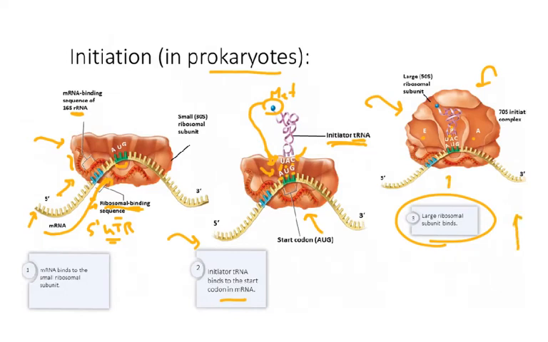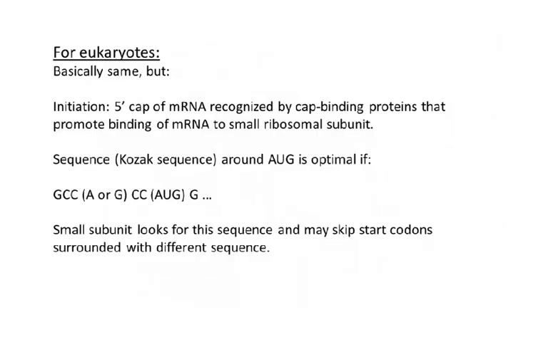We've got the start codon in place. We're ready to start chugging along. The ribosome is going to start moving along this sequence of mRNA, and it's going to move from the 5' end towards the 3' end, and that's a rule. It always goes that way. Okay, so this was initiation in prokaryotes.